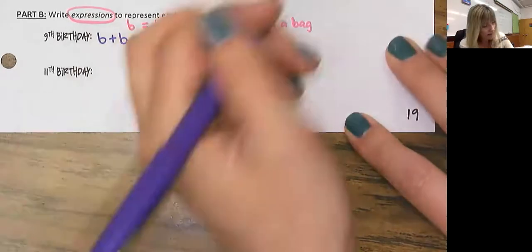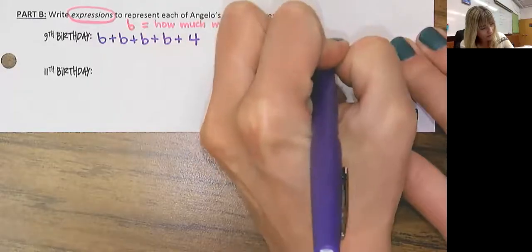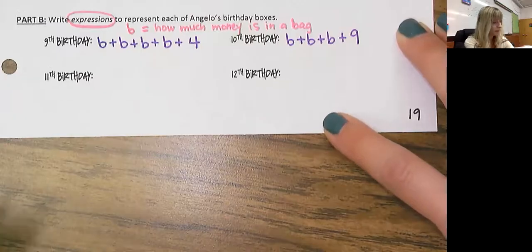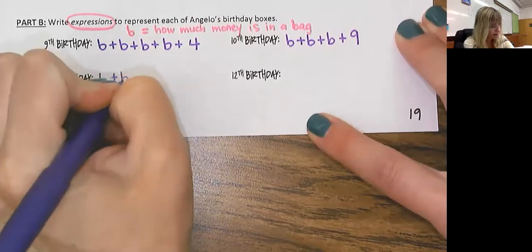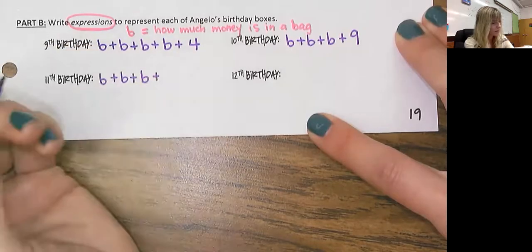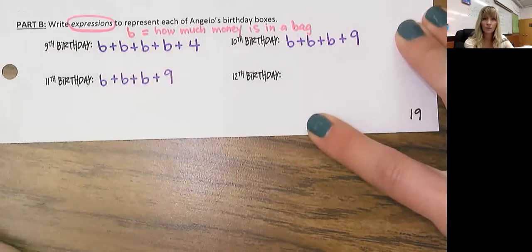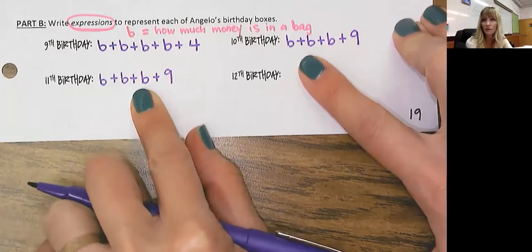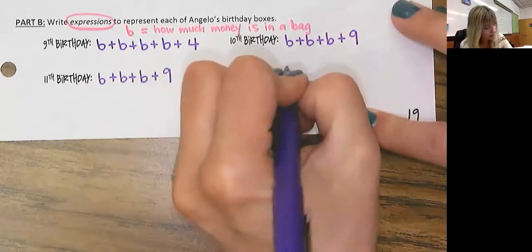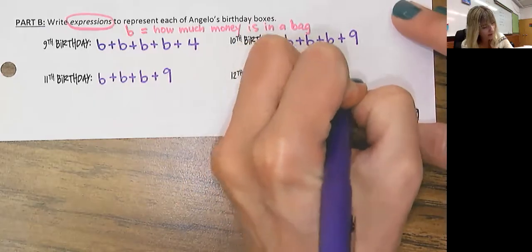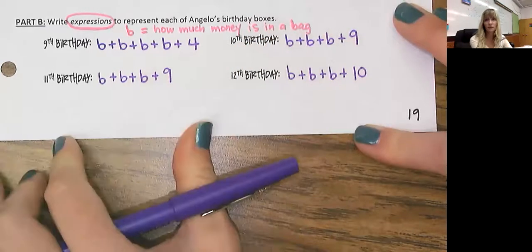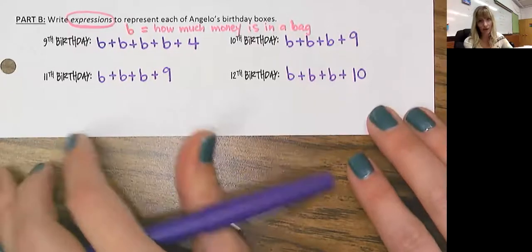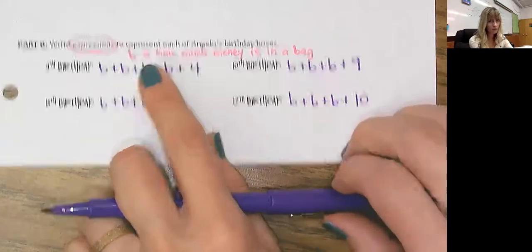Look at the 10th birthday. I could say there's a bag, there's a bag, there's a bag, and there's 9 extra dollar bills. Okay, 11th birthday, I see a bag, a bag, a bag, and 9 extra dollar bills. Huh, does this show us another representation that verifies that 10th and 11th birthdays are in fact equivalent? Whereas the 12th birthday, I see a bag and a bag and a bag and 10 extra dollar bills, which tells me these are probably never going to be equivalent no matter what's in the bag. Could these be? I don't know, maybe. Depends on what's in the bag.